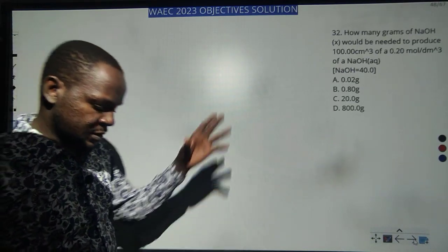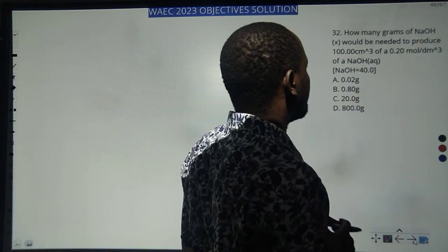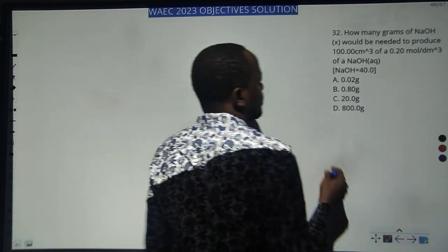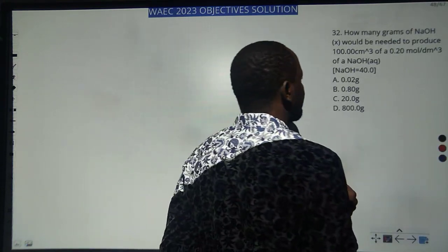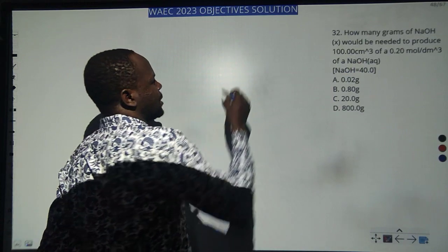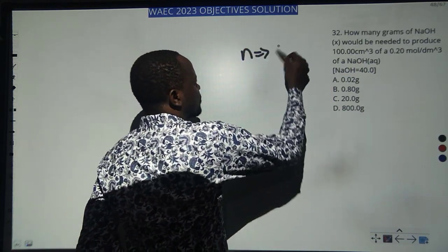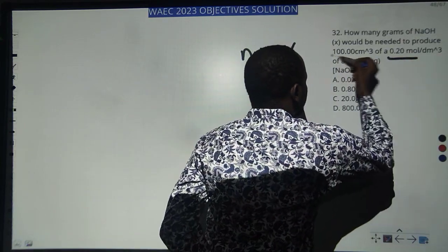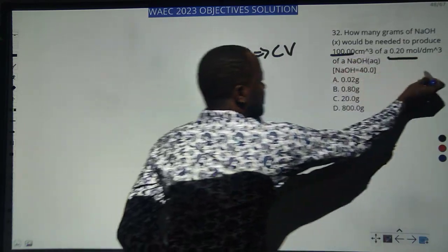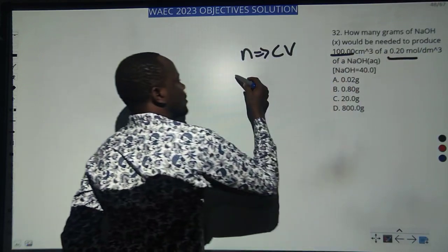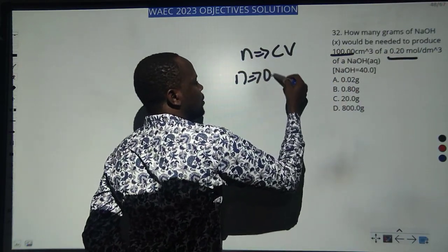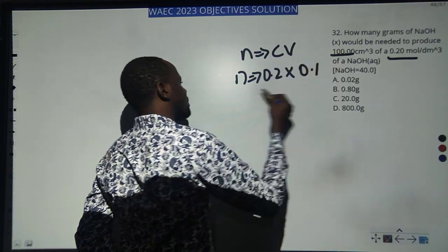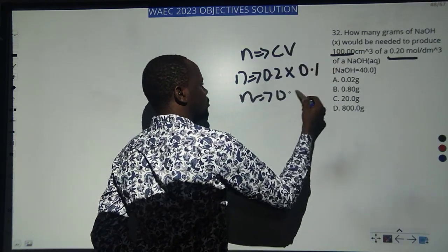Next one, calculation. This says how many grams of sodium hydroxide would be needed to produce 100 cm3 of 0.2 moles per dm3? How many grams? So let's start with number of moles is concentration times volume. We know the concentration in moles per dm3. We know the volume in cubic centimeters, so I have to divide by 1000. So number of moles is 0.2 times 100 over 1000, which is 0.02.